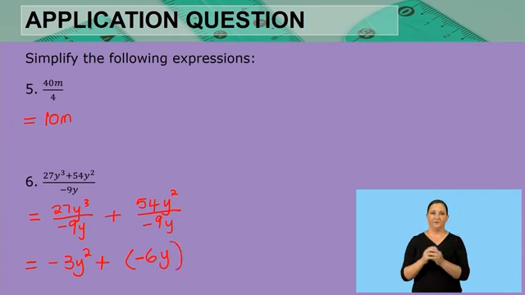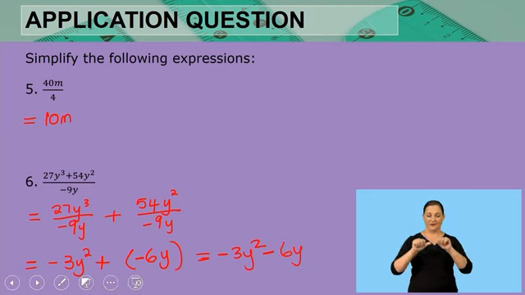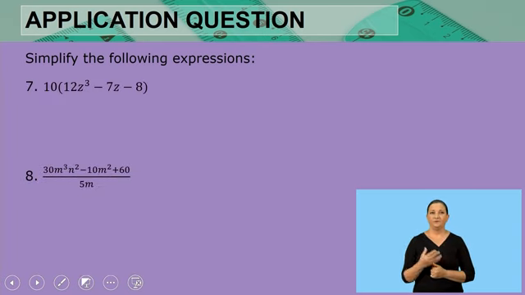But again, we have to simplify this further, because as we are looking there, we are adding a negative number. And when we add a negative number, then we must change that to a subtraction. So I have there a negative 3y squared, and because we are adding a negative number, that is going to be a minus 6y. Right. Let's move on to the next one.